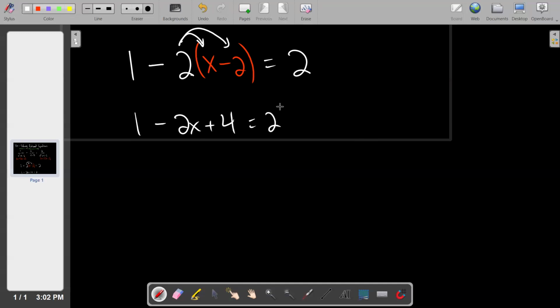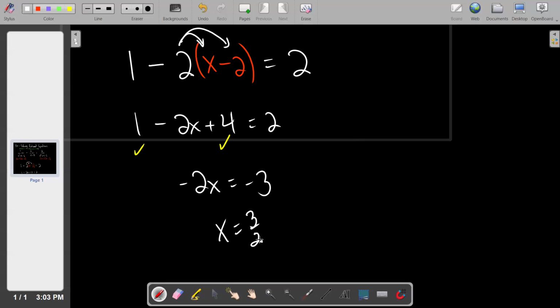And then from here, it's like the thousandth equation you've solved probably. I would combine my 1 and my 4 to get 5, and then subtract that 5 to the other side. I can do that much math in a class like this, right? So I have -2x equals, and then 2 minus 5 is -3. What does x equal?